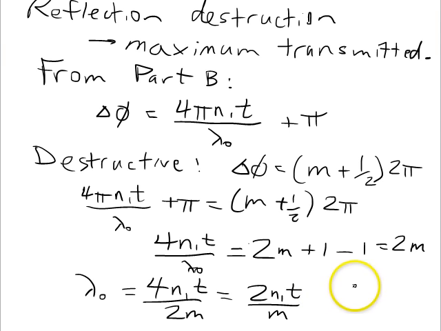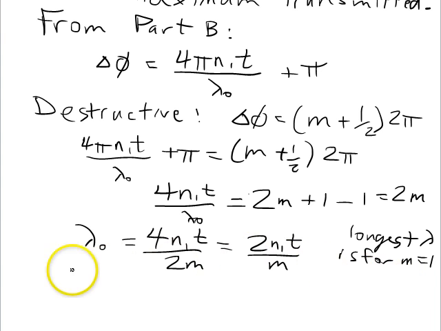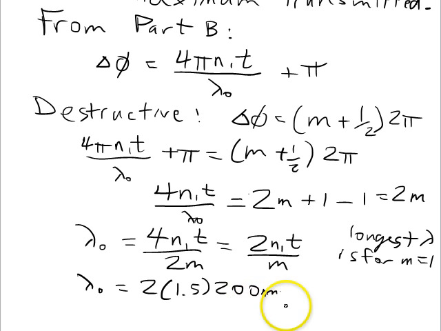And the longest wavelength, which is what you're asked for there, is for m equals 1. Again, just choose m equals 1. Any greater value of m you'll have a shorter wavelength, and you can't divide by 0, so that's not going to work. Lambda sub 0 equals 2 times 1.5, the index of the oil, times the thickness, which they gave you in the question as 200 nanometers, divided by 1. And so that equals 600 nanometers.